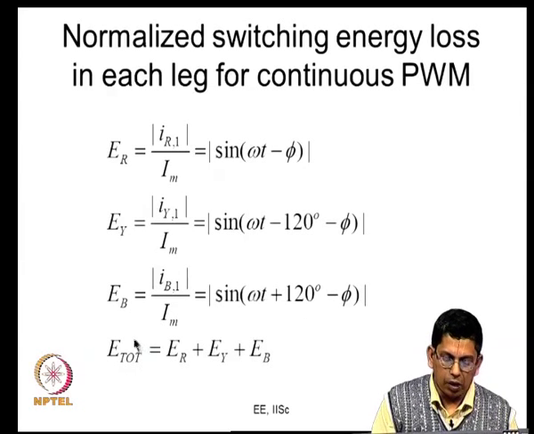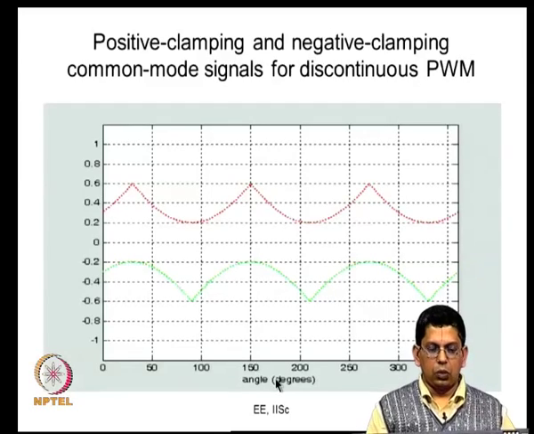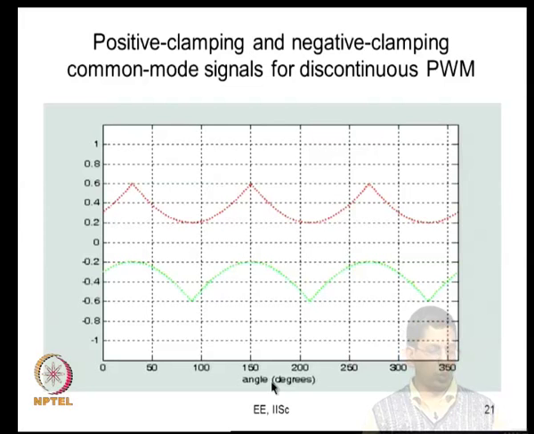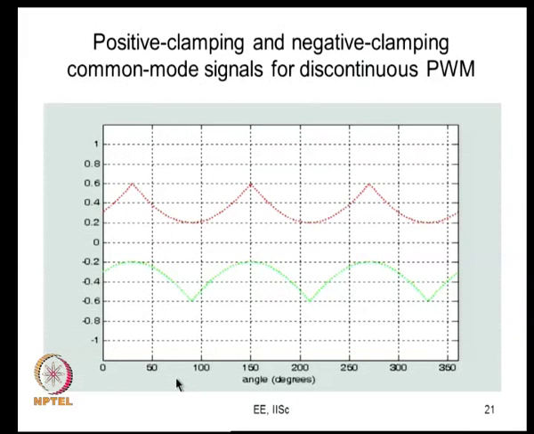You can add up all three as ER, EY and EB. Why were we adding up here? Because in a continuous PWM all three phases switch. Therefore, a certain amount of energy is lost in all three, and the total energy lost is the sum of all three. Whereas, if we go to discontinuous PWM, maybe R won't switch, or Y won't switch, or B won't switch in a particular carrier cycle. So it may be ER plus EY, or EY plus EB, or EB plus ER. Let us look at it now.